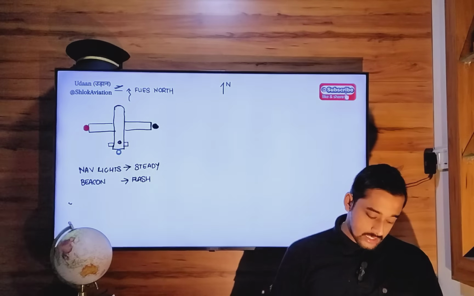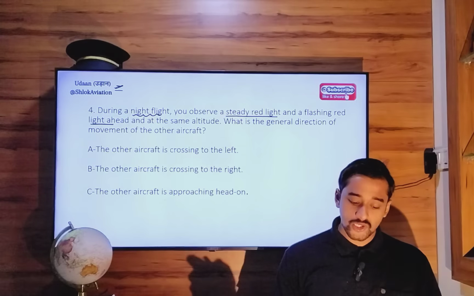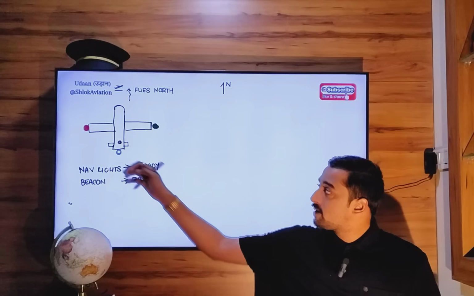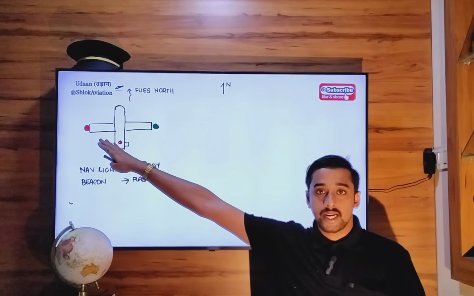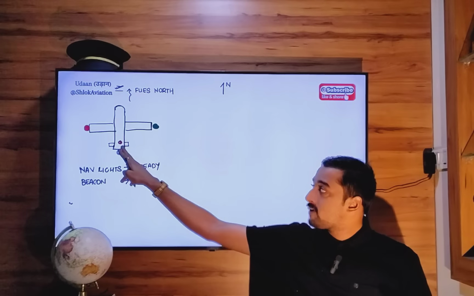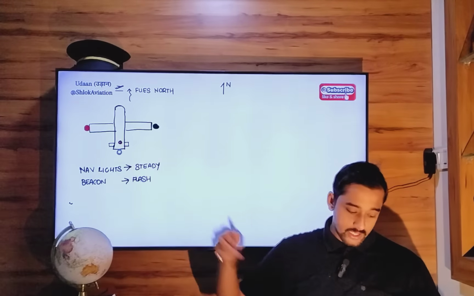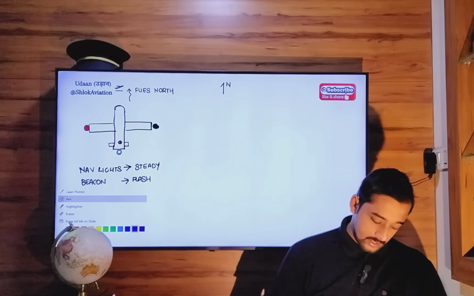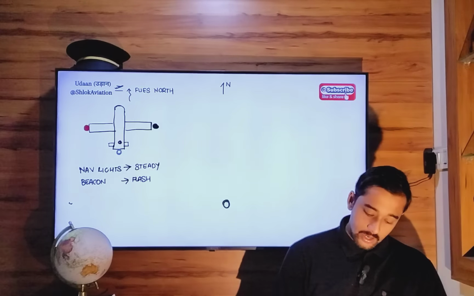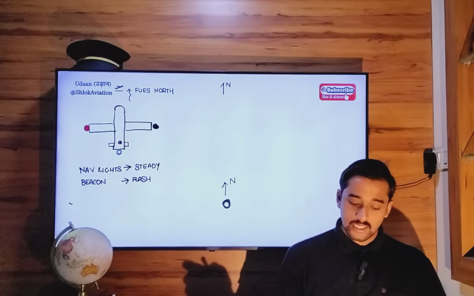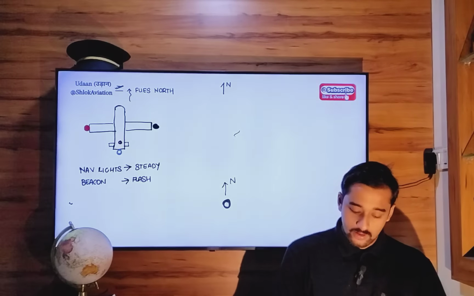Now, in this question, they have told you that you are able to see the steady red light and a flashing red light. That means you are able to see this steady red navigation light and the flashing red light of the aircraft which is in front of you. Okay, so let's say this is your position, and you are flying in a northerly direction. And there is an aircraft in front of you like this.